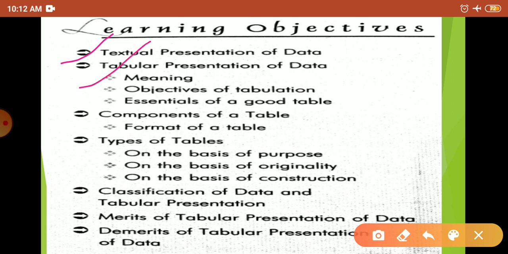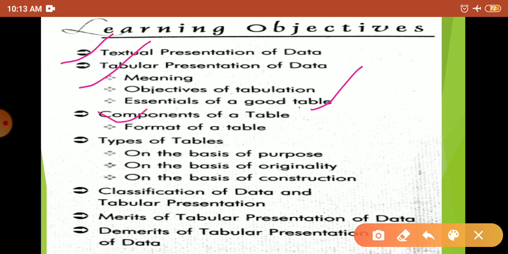Because tabular presentation is a more organized way to present the data. It takes very less time and it is very easy to understand. Anyone can understand it in very simple manner. Now what are the essentials of a table? A table should have a title, subtitle, then caption, subcaption if required, stub, substub. At the end of the body of the table there should be footnote and sources. So these are the essentials of a table.